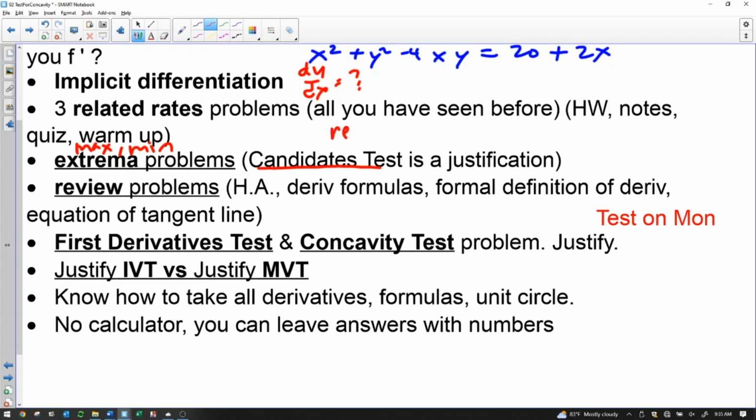If I ask you for a relative extrema, then what test are you going to do? The first derivative test. Relative extrema means relative max or relative min, or local max and local min. The justification for that I'll talk about more later, but those require words.